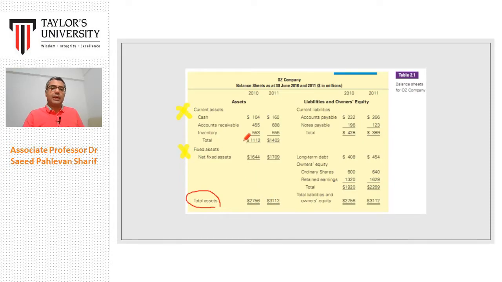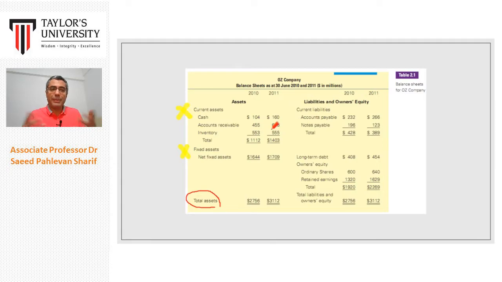So on the left side, we have all assets. What do we have on the right side of the balance sheet? On the right side, we report how we paid for these assets, how the company paid for these assets. The company already bought different types of assets, right?